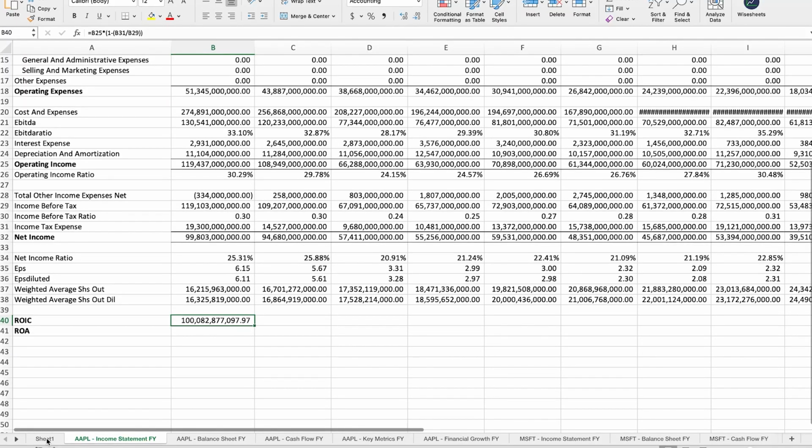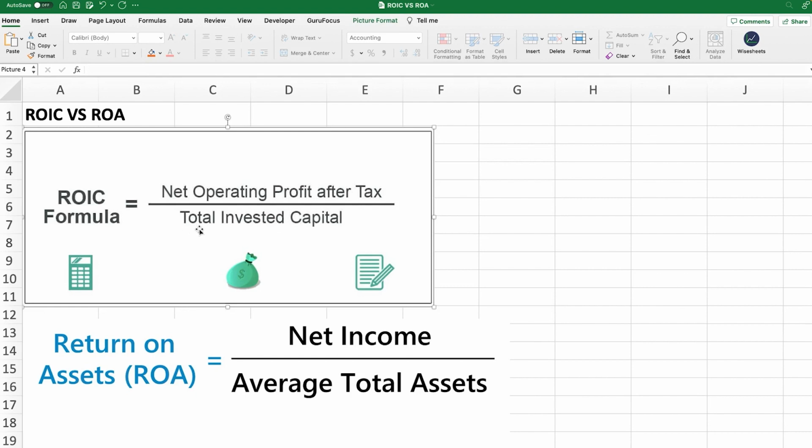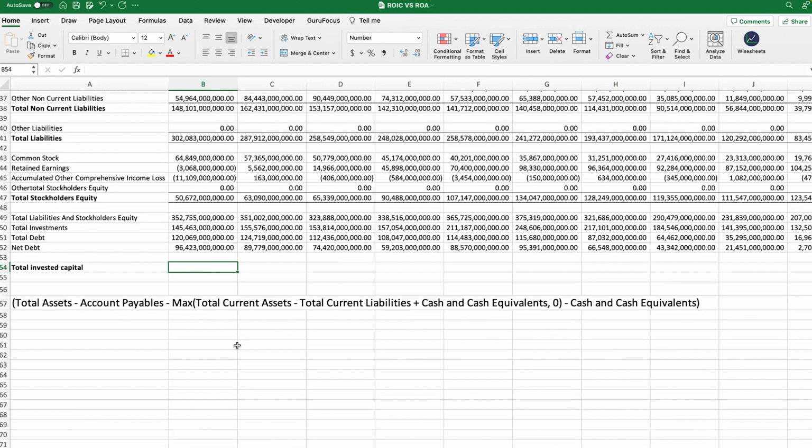Now the next step is to do the bottom part of the calculation, which is the total invested capital. This is a little bit more tricky, but don't worry, I'm going to take you step by step through this calculation. For the total invested capital part, I have left the formula that we're going to use in this case.